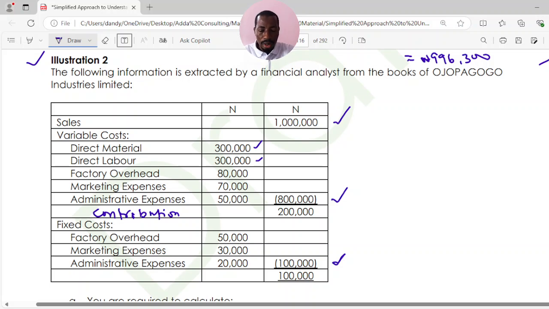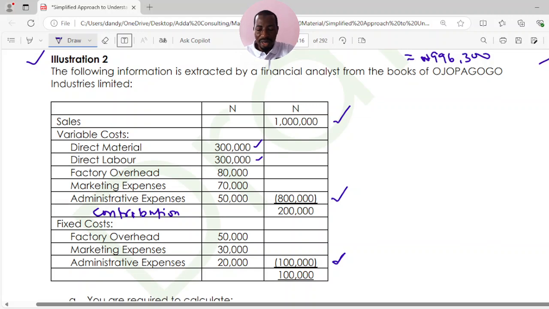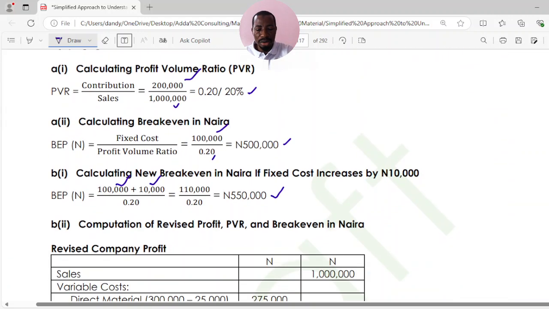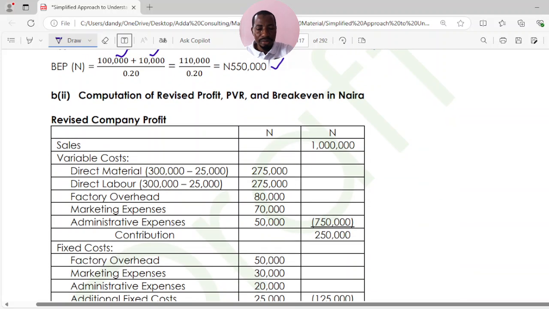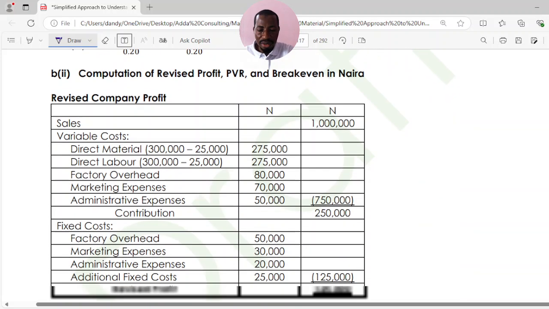This new proposal will mean that there's going to be an additional fixed cost of 25,000. So my fixed cost will now increase to 125,000. So let us go and recompute the revised income statement. Okay, so this is the revised income statement.